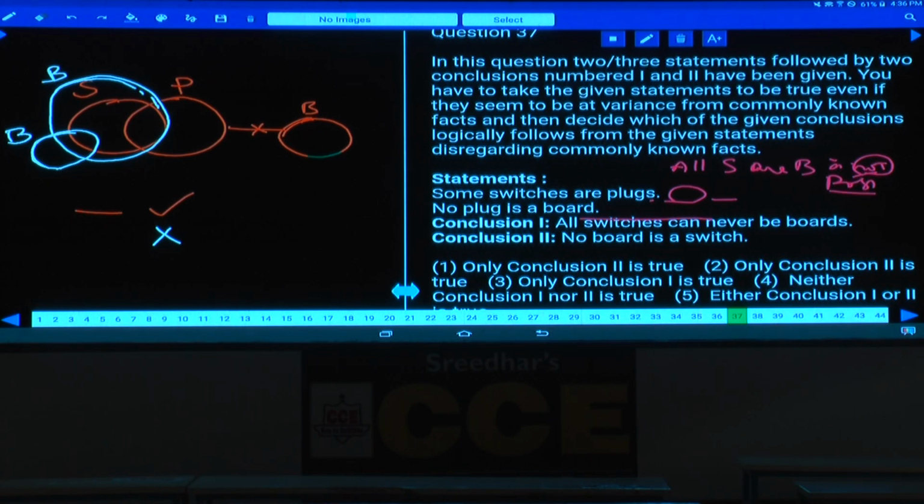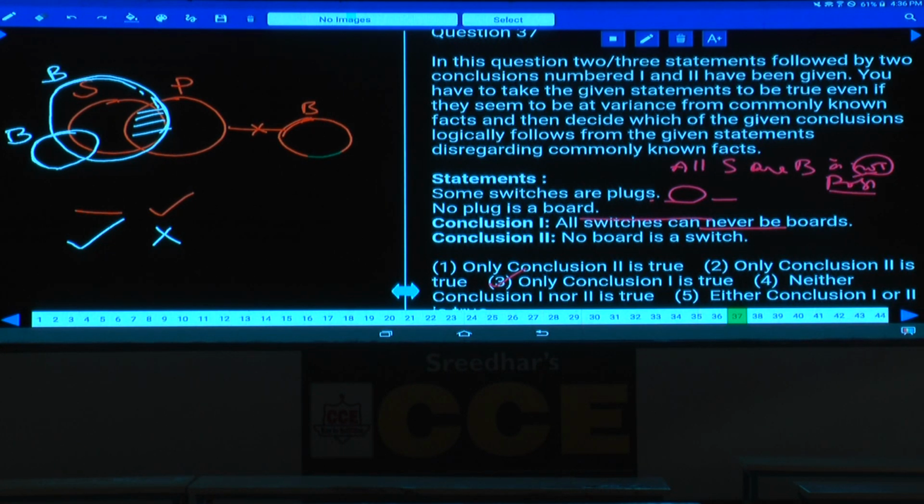What is the statement here? No plug is a board will be false because some of the plugs will be boards. And the statement is invalid, hence it is not possible. As it is not possible, here also he is claiming that it is not possible. Hence all switches are boards is not at all possible. Then what is your answer here? Only conclusion 1 is true. Only conclusion 1, that is choice 3.